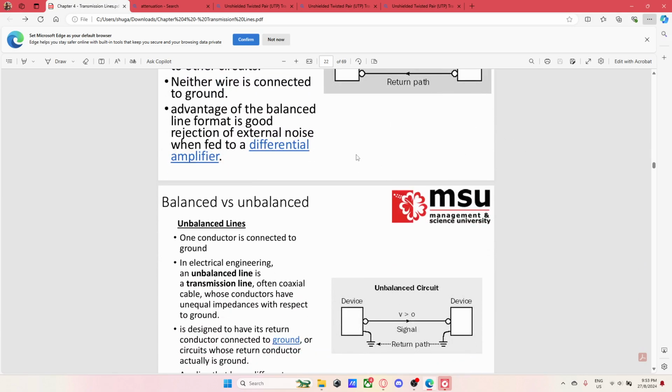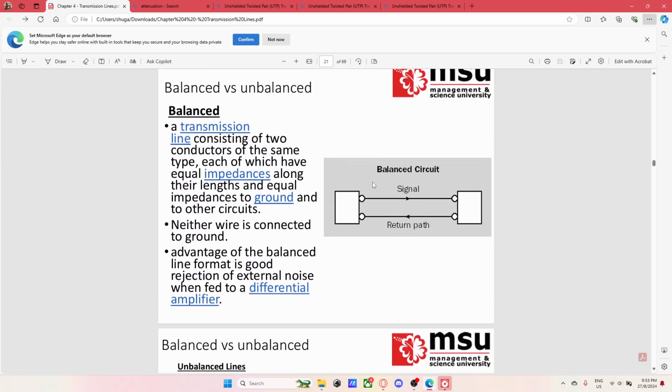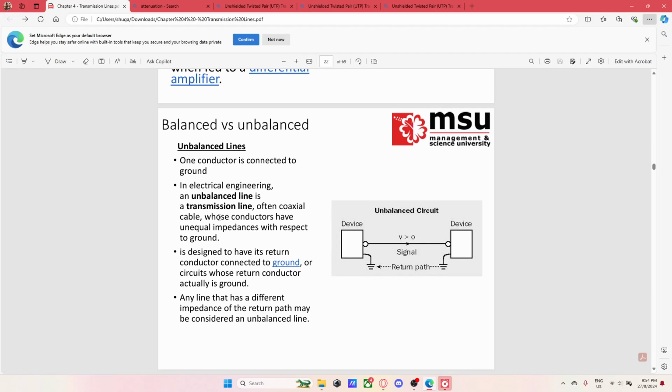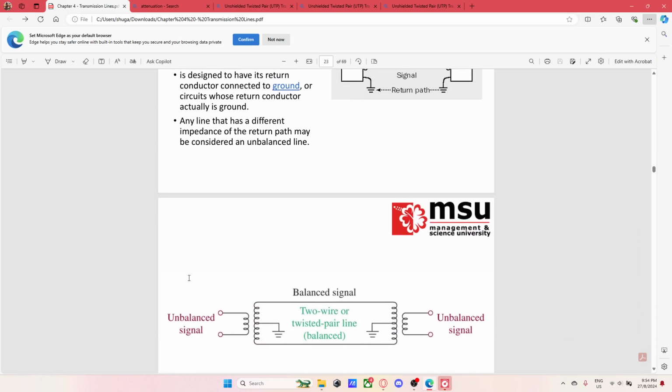So what about the unbalanced line? One of the conductors is connected to the ground. Okay, as you can see from the image when we compare, one of them is connected to the ground. In electrical engineering, an unbalanced line is a transmission line, often coaxial cable, whose conductors have unequal impedance with respect to the ground. It is designed to have its return conductor connected to the ground, or a circuit whose return conductor is actually ground. Any line that has a different impedance in the return path may be considered an unbalanced line.